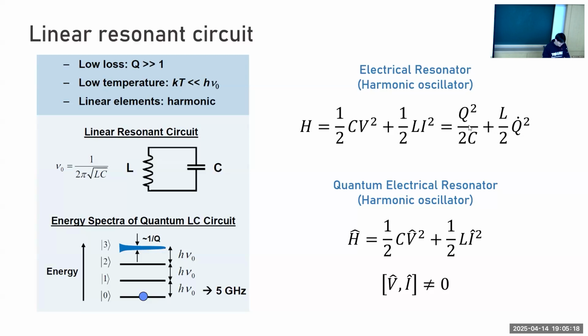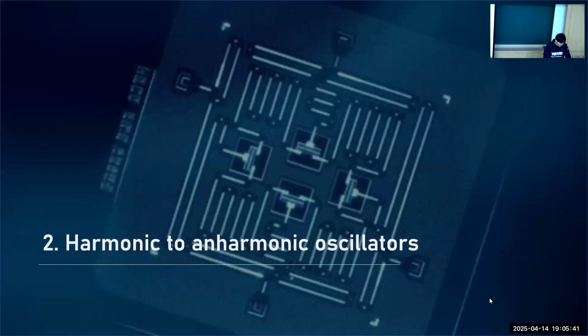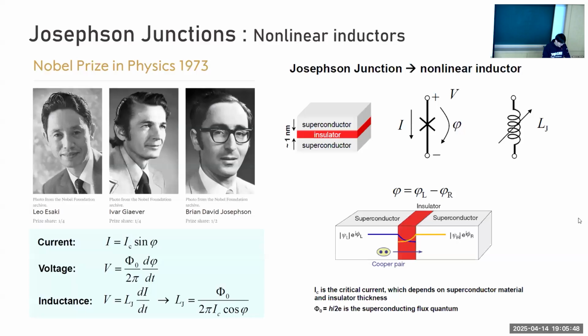So you can see X becomes Q, and the other constants become C or L. Basically, in the electrical resonator, V and I are not commutative, just like P and X are not commutative. So we can briefly go from harmonic to unharmonic oscillators.